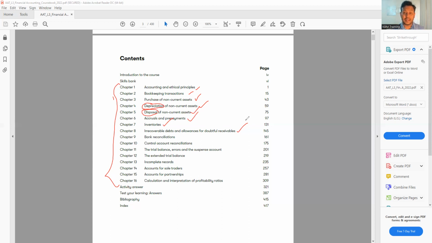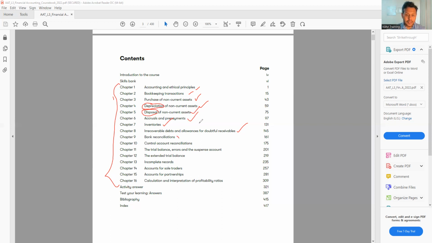For example, if we make a sale to a credit customer, it is possible the customer never pays. After they buy from us, they say, I'm bankrupt, I don't have any money to pay. If this is the case, how are we going to record that? We're going to see what options we have and how to record the irrecoverable debt or allowance for doubtful debt on the financial statements. You're going to see when to write off and when we can claim back the VAT from HMRC. So this is relevant to irrecoverable debt and allowance for doubtful debt.